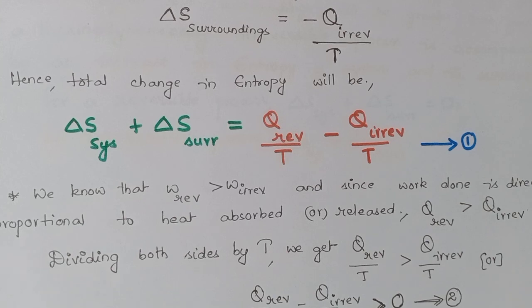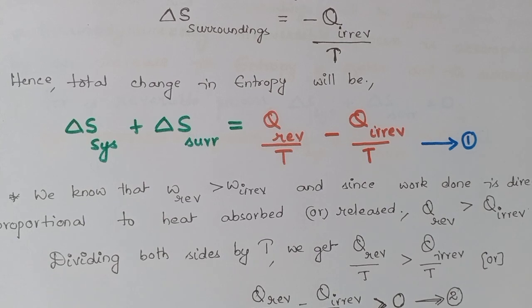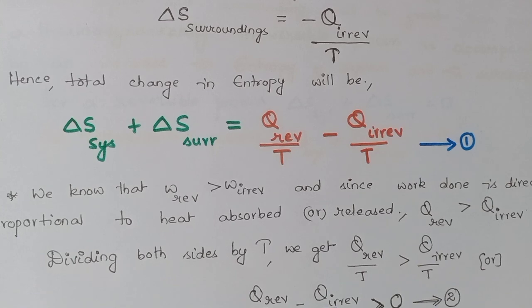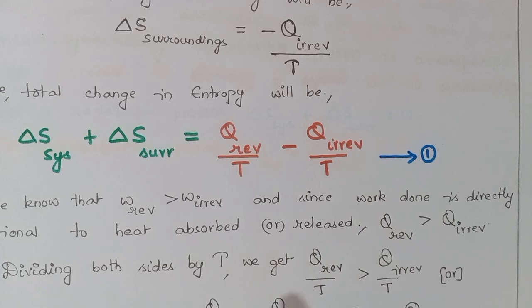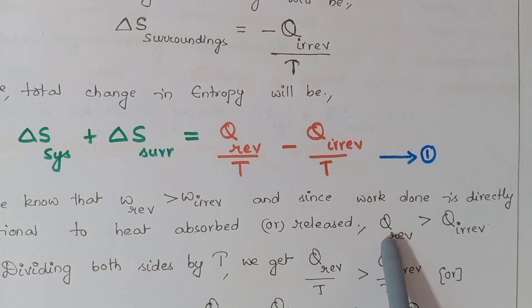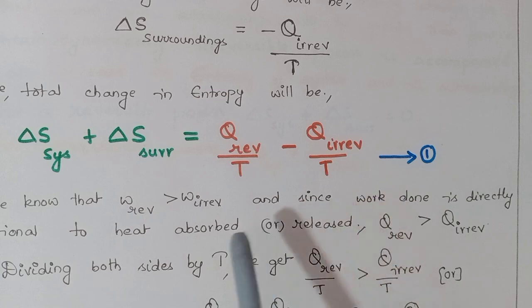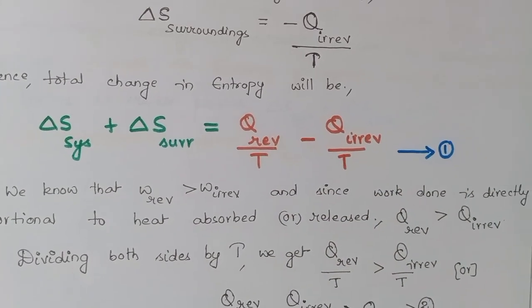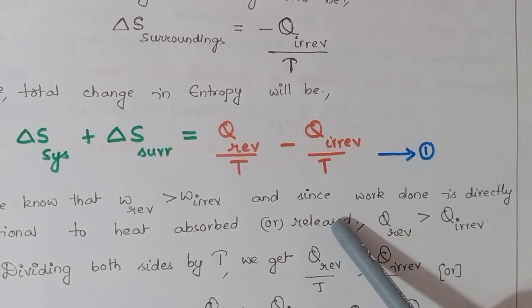Below write down. We know that W reversible, the work done in a reversible process, is always greater than work done in an irreversible process. And also we know that work done is directly proportional to heat absorbed or released. So in place of W reversible greater than W irreversible, we can write Q reversible greater than Q irreversible. Why, students? Because work done is directly proportional to heat absorbed or released. This sentence understood?